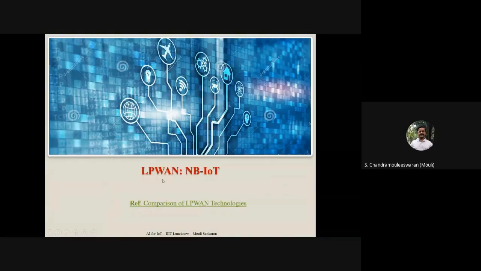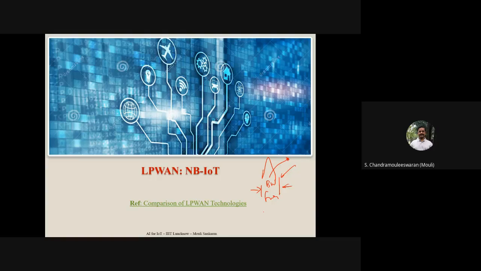So LPWAN, I'm sure all of you remember, is not long. It's not wireless, it's low power wide area network. NB is narrow band. Now, what I mean by narrow band is about the frequency: how much frequency bandwidth we have in this technology to transmit as well as receive.